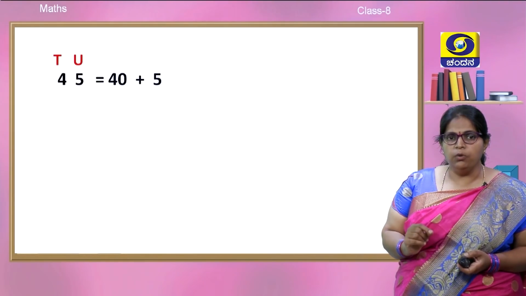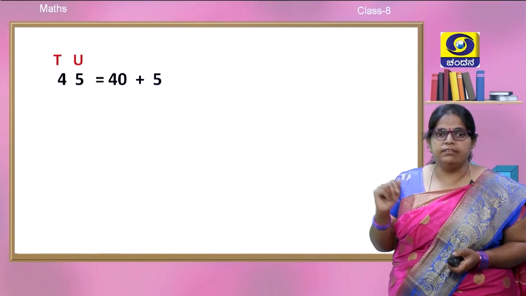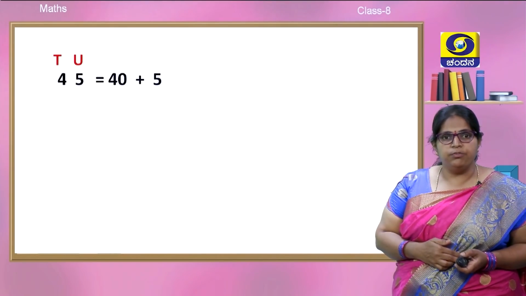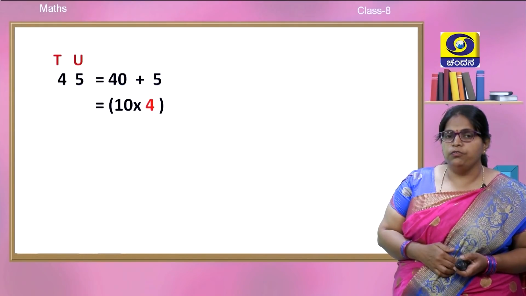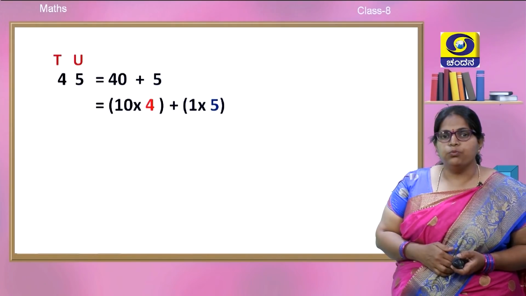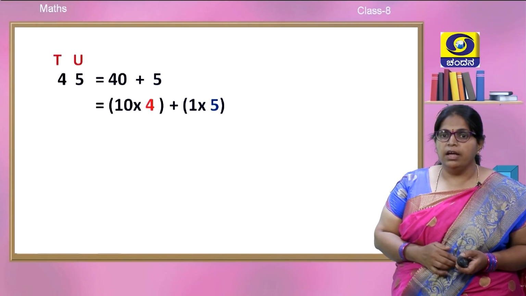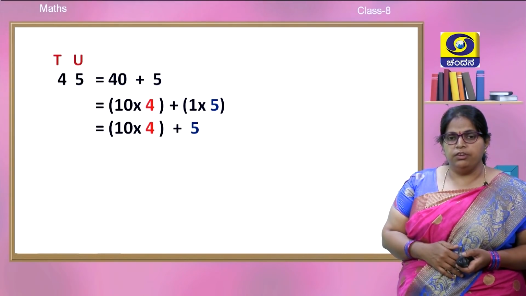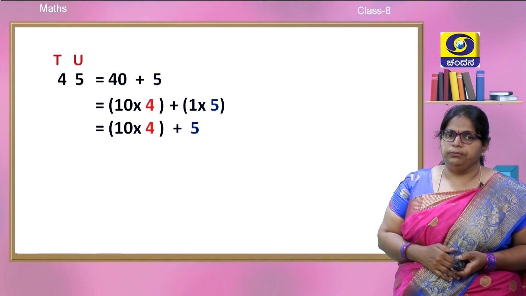Yes. Now, based on the places, it can also be written as 4 is in tens place, therefore 10 into 4, and 5 is in units place, therefore plus 1 into 5. Further, it can be simplified as 10 into 4 plus 5.